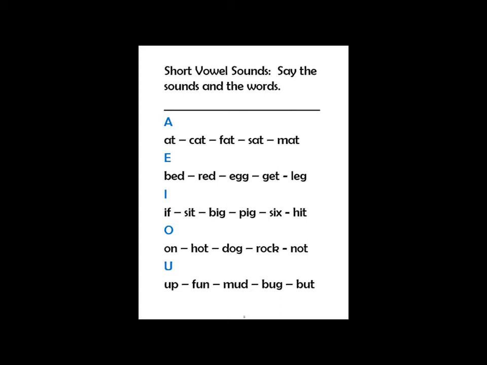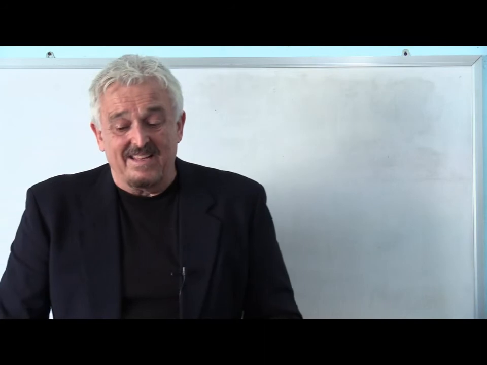On, hot, dog, rock, not. Up, fun, mud, bug, butt. Okay, these are the short sounds of the English alphabet.